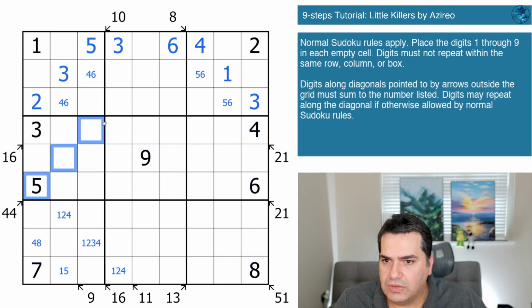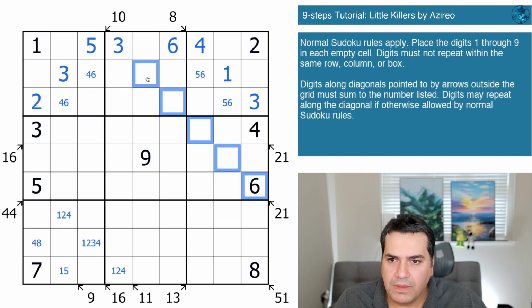Let's take a look at this. Actually, let's just take a look at this diagonal. So 6 cells that add up to 21, meaning we're talking about an average of 3.5. Now we know these two are 9s, so we're now looking for 12 in these 4 cells, which is an average of 3.